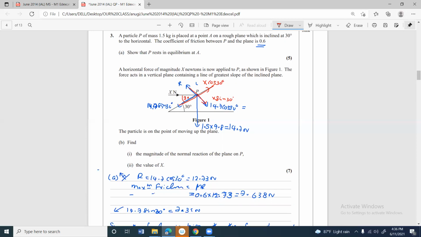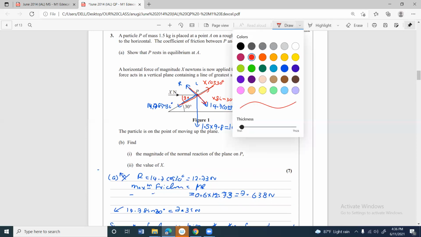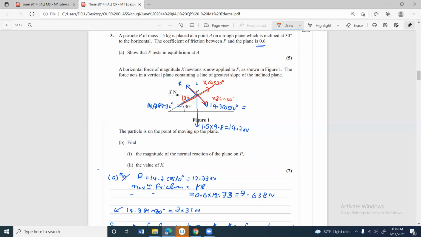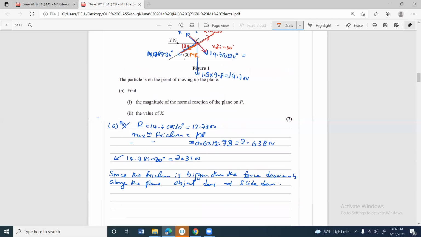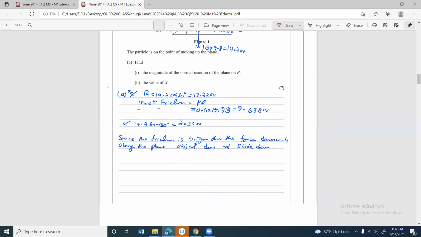Now this is on the point of slipping upwards. Therefore, the friction comes to this side, that is mu R. It goes to this side, right? Find the magnitude of the normal reaction force of P and the value of x. It's a kind of 7-mark question. Now let's go ahead with this.